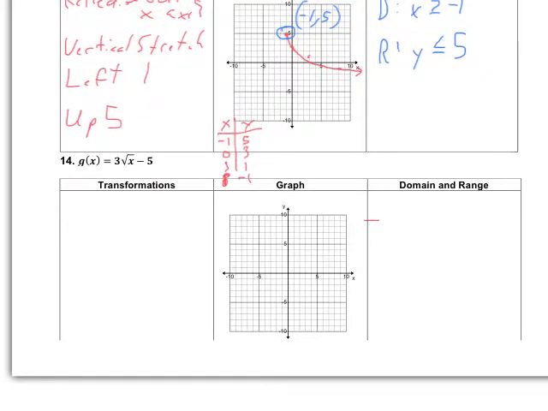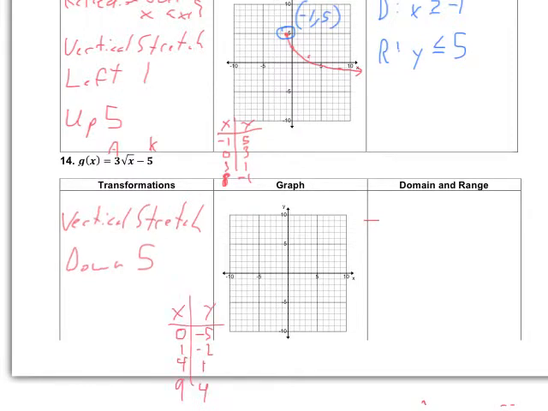Number 14, describing the transformations. We have the number a in front, and we have the k number back there, but we do not have an h number. There's no left or right shift on this one. So the 3 makes it a vertical stretch, and the -5 makes it go down 5, and that's all there is to it. I'm going to pause the video and make a table.